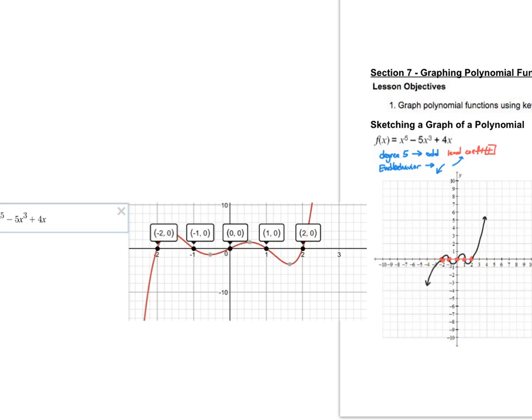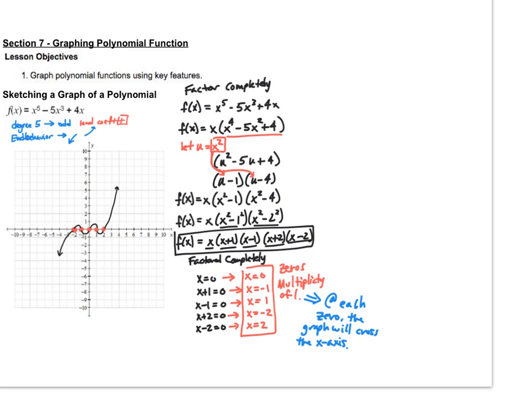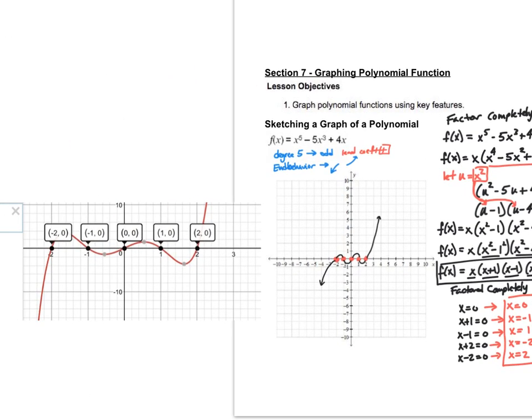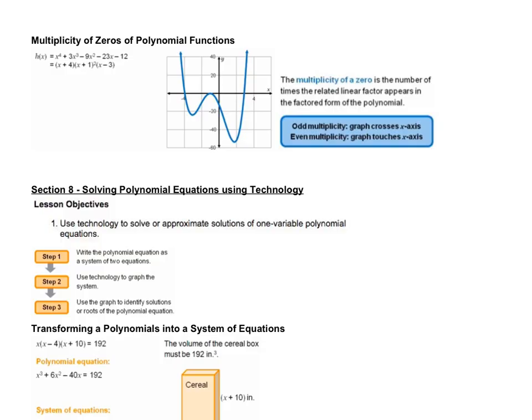But every one of these had a multiplicity of 1, meaning the exponent above each of these factors was 1. That means that at each zero, the graph will cross the x-axis. Notice how it crosses the x-axis at each of these and goes through. If it had an even multiplicity, then it would have bounced off at one of those, but it just goes through each of those. We talk about that here.